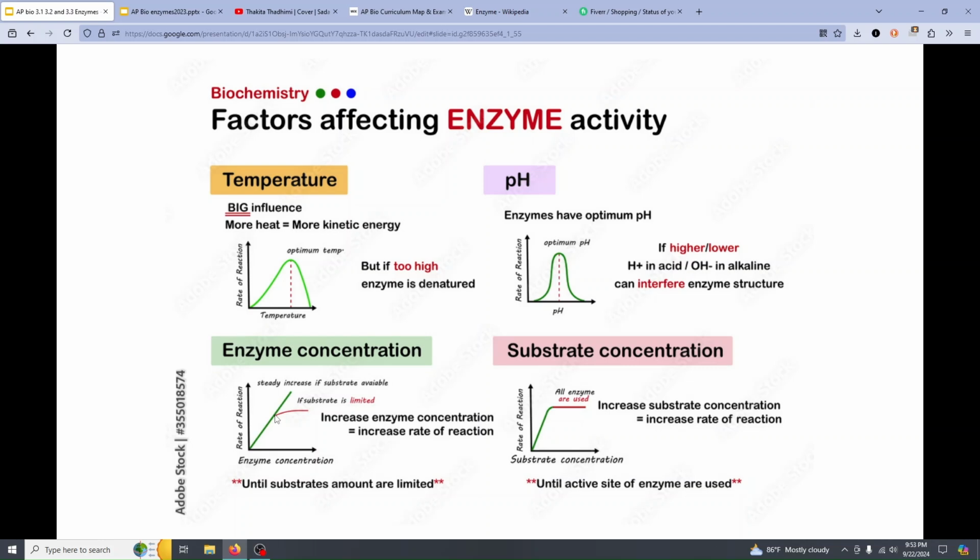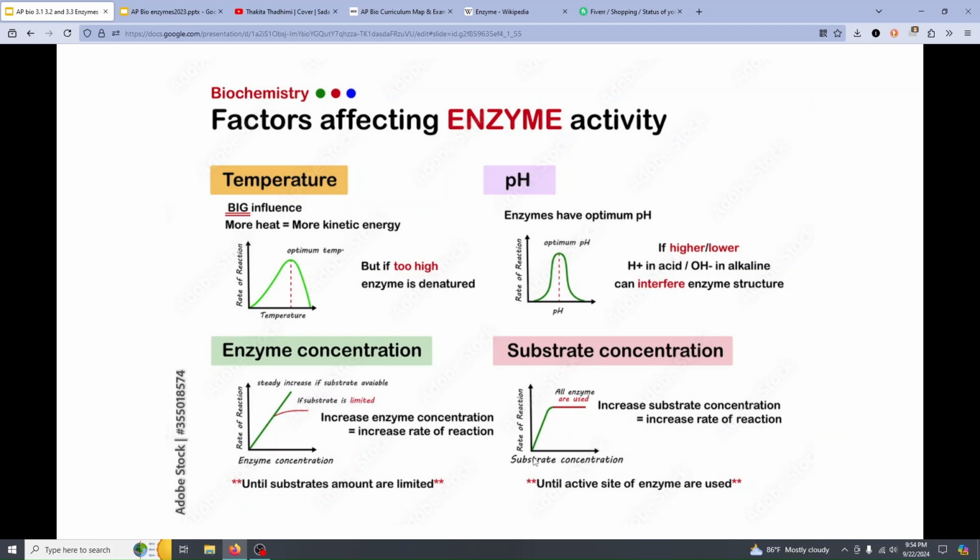But in a closed system, usually a substrate is limited, right? So if the substrate is limited, if all the substrates are being used optimally, then increasing the enzyme concentration is not going to help. So it becomes a plateau. Okay. But that's true only when substrates are limited, only when we have a small limited amount of substrates to work with.